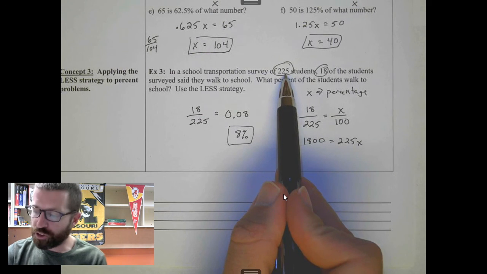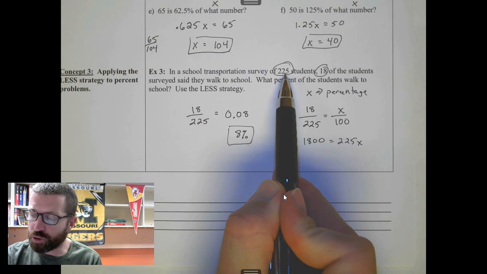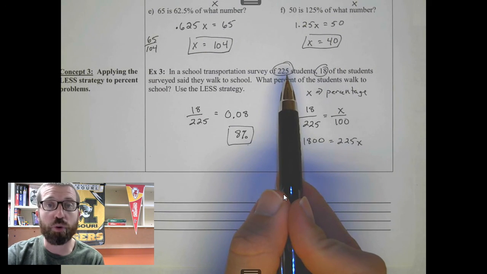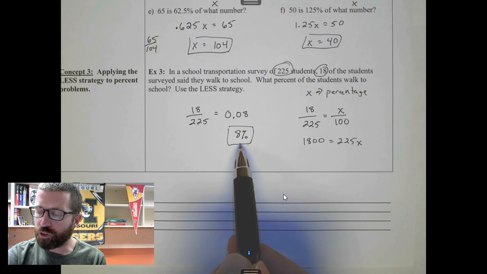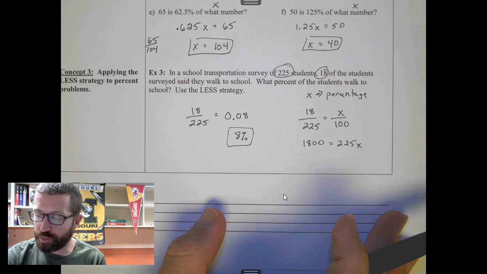Make sure your answer always makes sense. So 225, well, 10% of 225 would be 22.5. So 18 is a little less than 22. So 18 should be a little less than 10%.